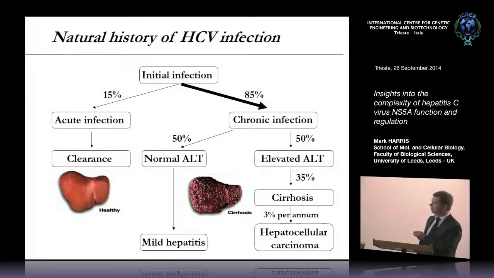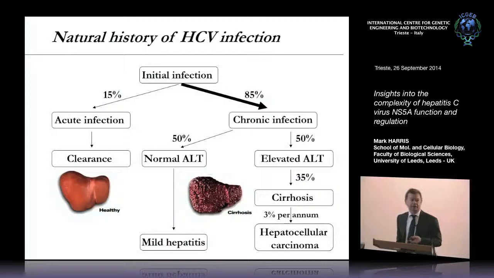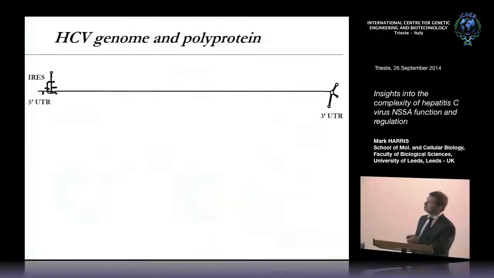They have ultimately cirrhosis and, in many cases, hepatocellular carcinoma, which is a very aggressive tumor and essentially fatal. So a lot of people will suffer long-term liver disease, and this could happen maybe 30 or 40 years after initial infection. So we really need to understand those mechanisms of pathogenesis and try and stop this.